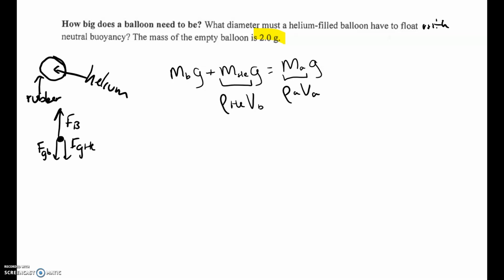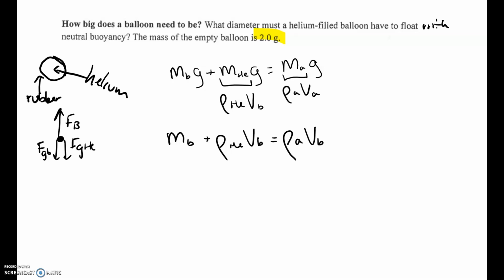Looking at this here, we've got g in each term, so those will cancel out. So we have the mass of the balloon plus density of helium times the volume of the balloon is equal to density of air times the volume of the balloon, because the volume of the air displaced is equal to the volume of the balloon. Here we're assuming that the balloon material itself, rubber or latex or whatever it is, is infinitely thin. It doesn't have much of a size.